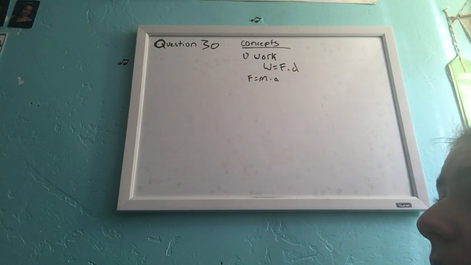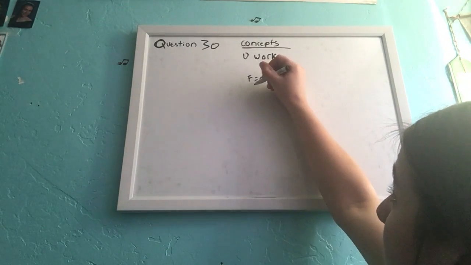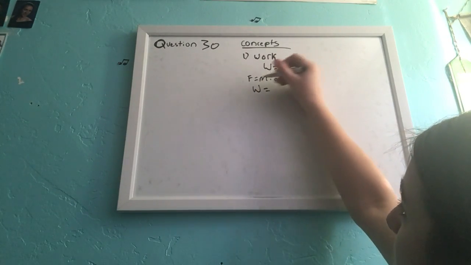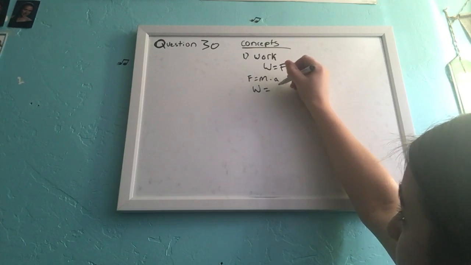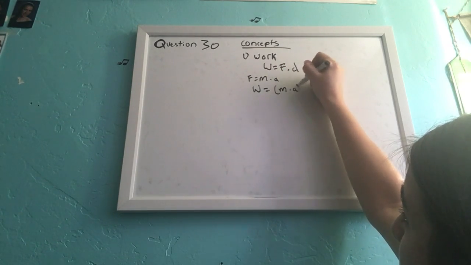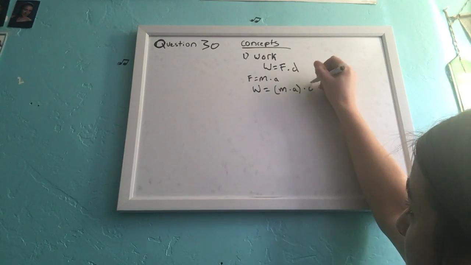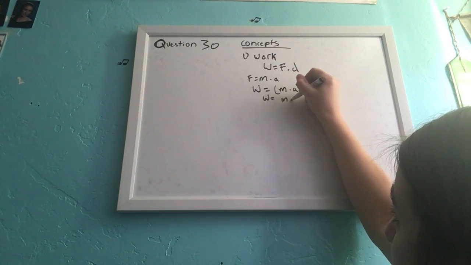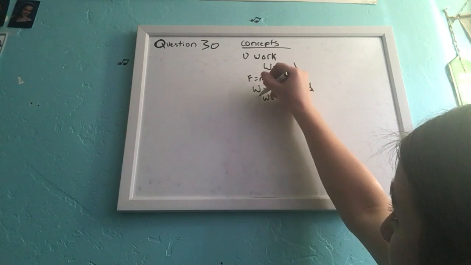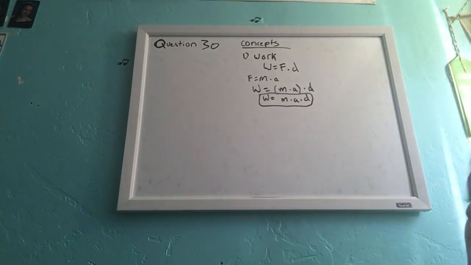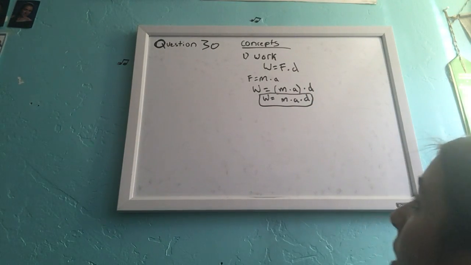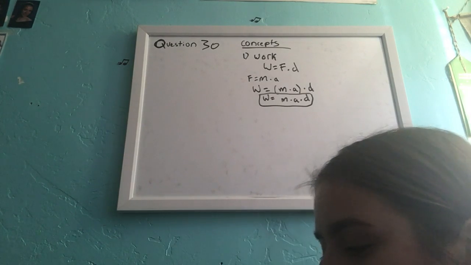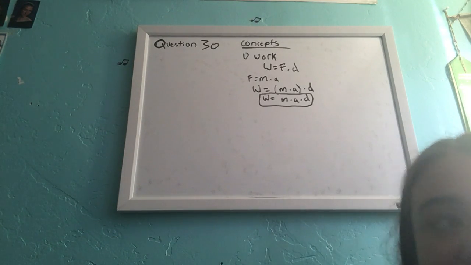So if we substitute that in, work is equal to mass times acceleration, which is force, times distance. So work is also equal to m times a times d, mass times acceleration times distance. Okay, so that is going to be important when solving this question.